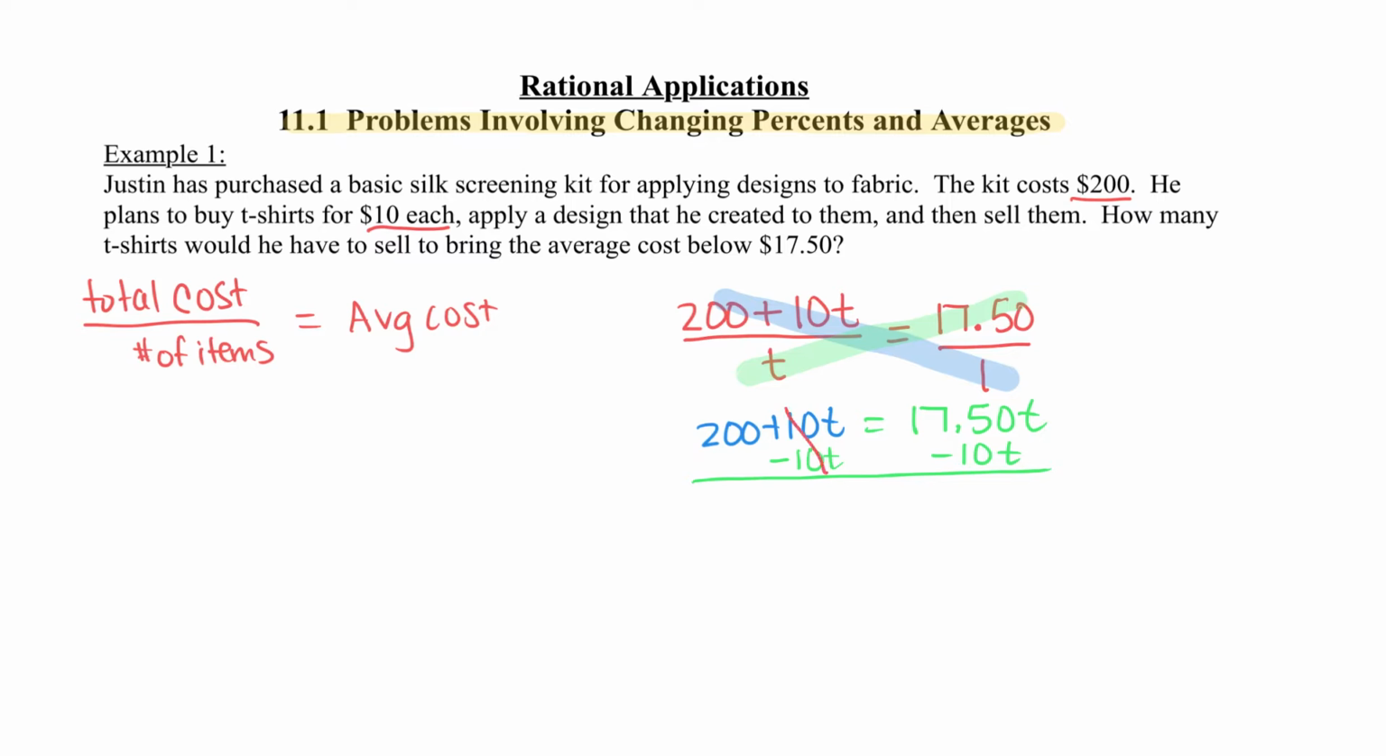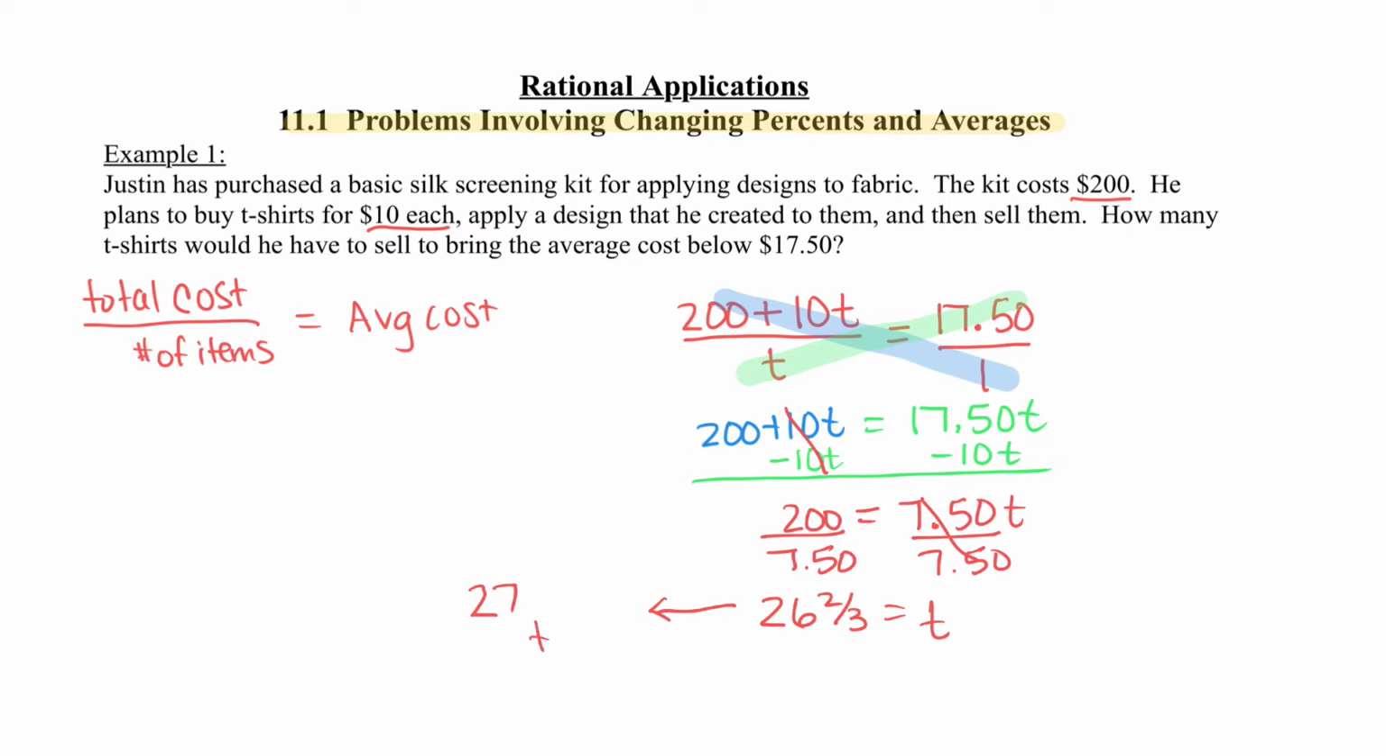That's going to give you 200 equals 7.50t. Divide by 7.50, and that comes out to be approximately, I believe, 26 2/3. But obviously they're t-shirts, so we would want to round up. And so we would need to sell at least 27 t-shirts in order for our average cost to be that amount.